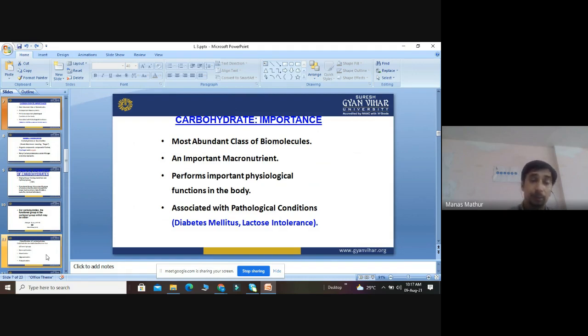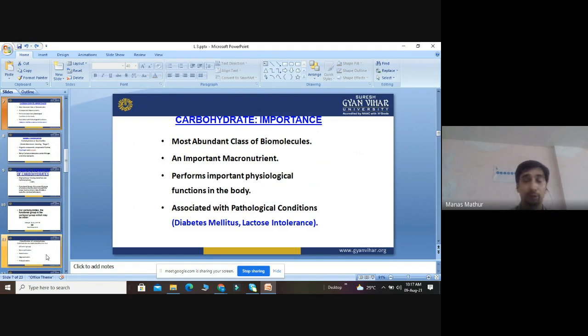We will discuss in detail chemically and biochemically. So we should know first about carbohydrates. What are carbohydrates? They are the most abundant class of biomolecules, meaning they are found in the largest quantity and largest diversity. They are a very important macronutrient. They perform various physiological functions in the body.